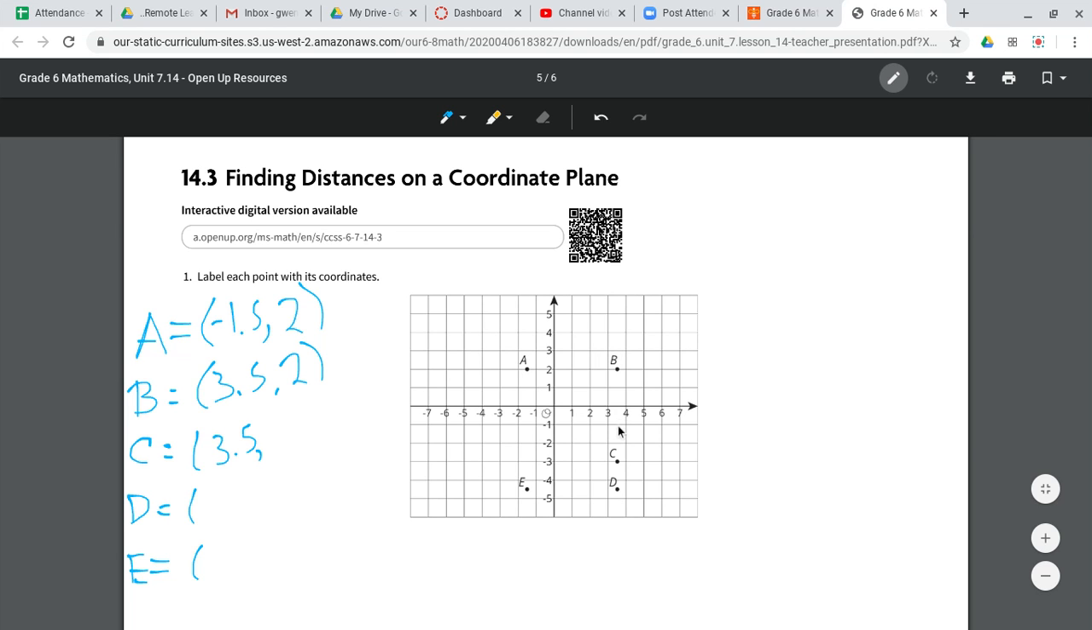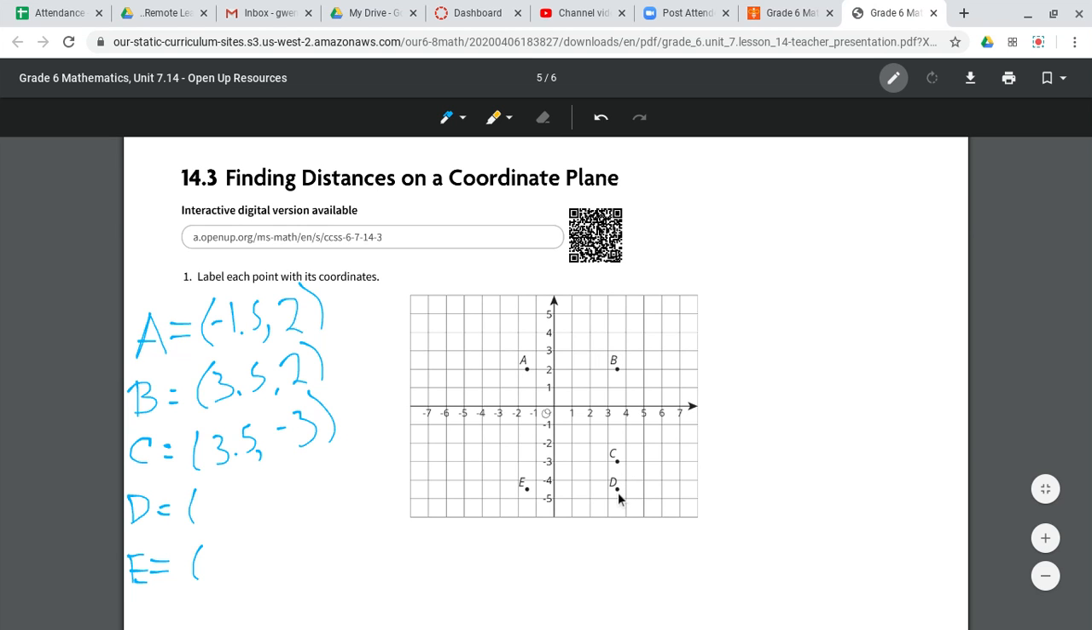And then we're going down. So this time we're going down, so we're going to have a negative value. So 1, 2, 3. So it's 3.5 and -3. Then for D, looks like we just kept going down.